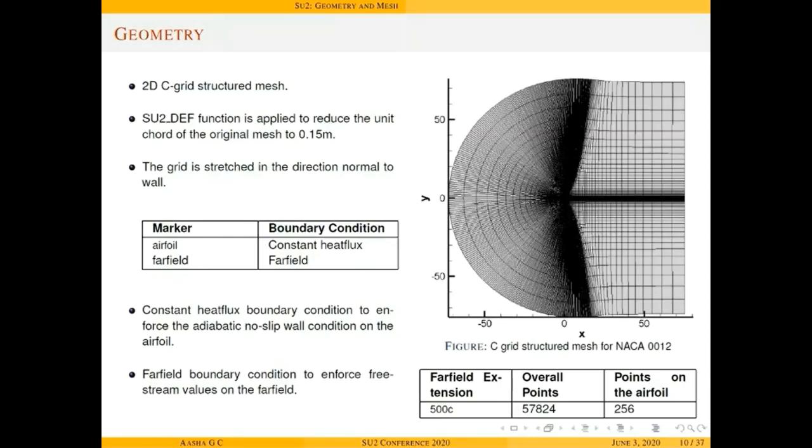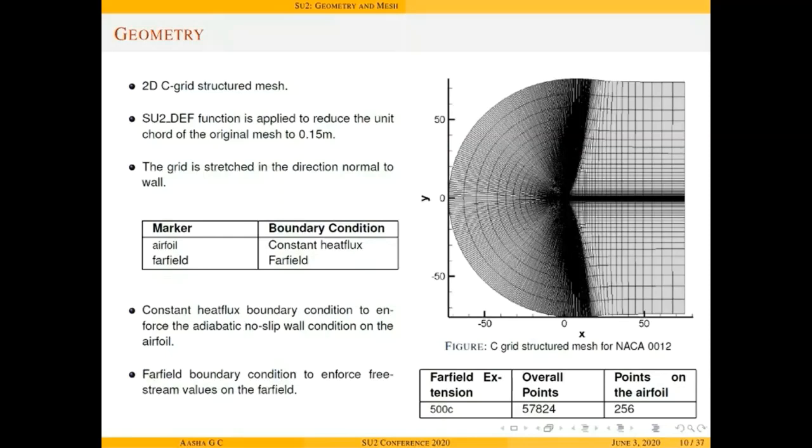SU2-DEF function is then applied to reduce the unit chord length of the original mesh to 0.15 meter chord to fit the purpose of our simulation. The grid is stretched in the direction normal to wall with dense meshing provided around the airfoil to accurately model the parameters and the gradient in the proximity of the airfoil surface. The boundaries of the mesh, which are recognized as markers in SU2, are tagged as airfoil and far field, indicating the airfoil surface and far field boundaries respectively.